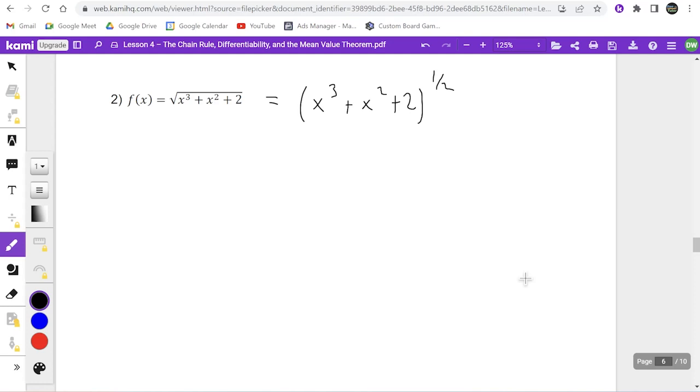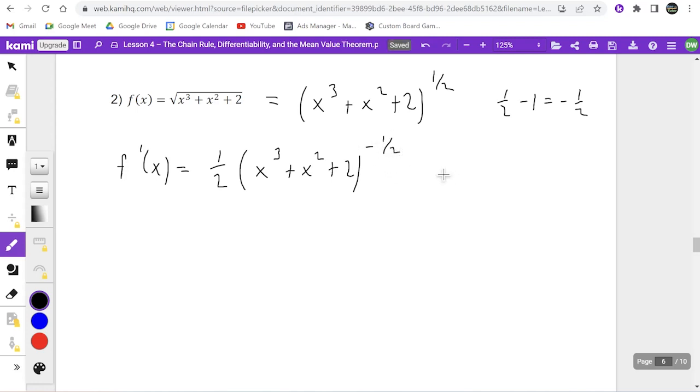And time's up. So hopefully the first thing you did for the derivative was you realized it was the power rule outside. So you take the 1/2 out in front. You rewrite x cubed plus x squared plus 2. That's then raised to the 1/2 minus 1 power. 1/2 minus 1 is still negative 1/2. That did not change from half an hour ago. And so it is negative 1/2 power.